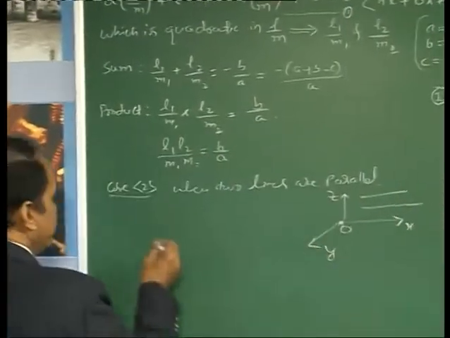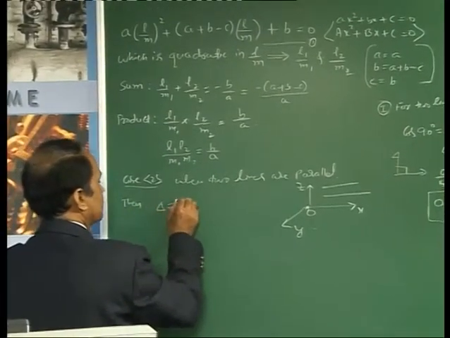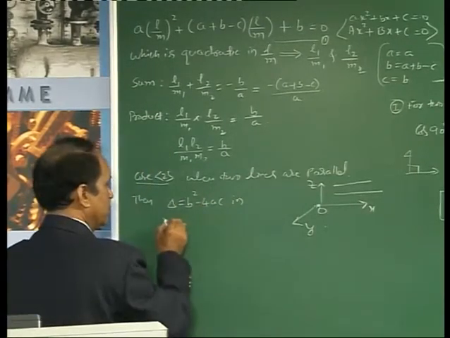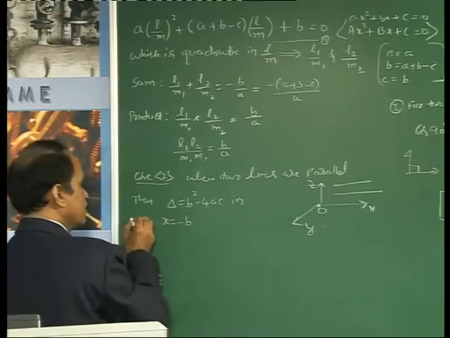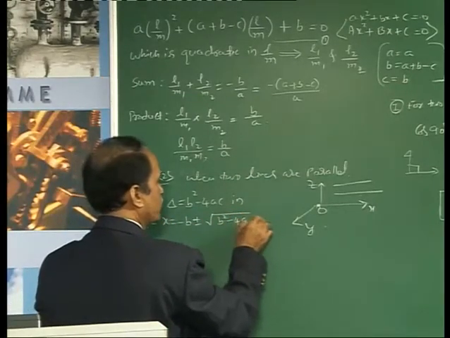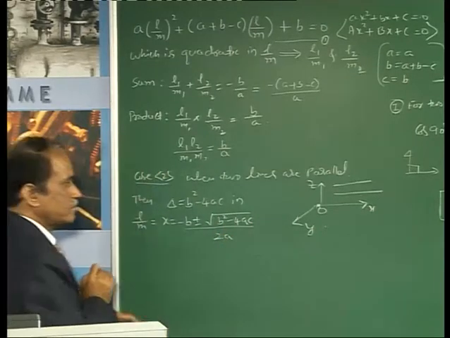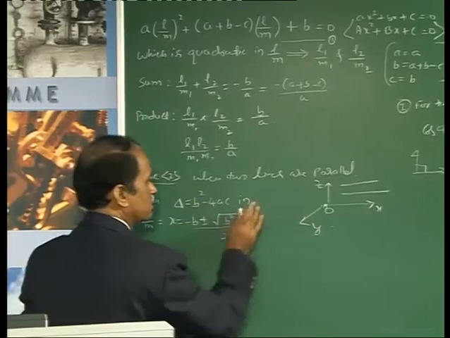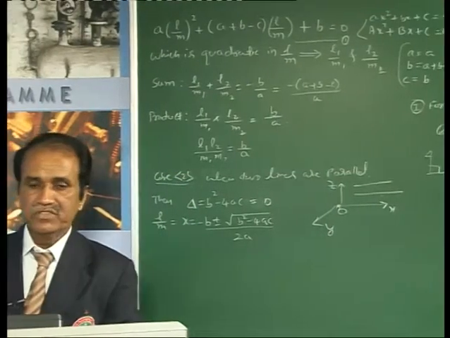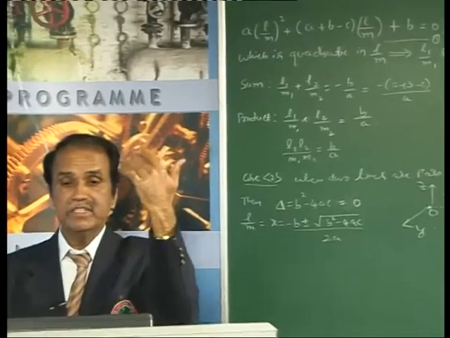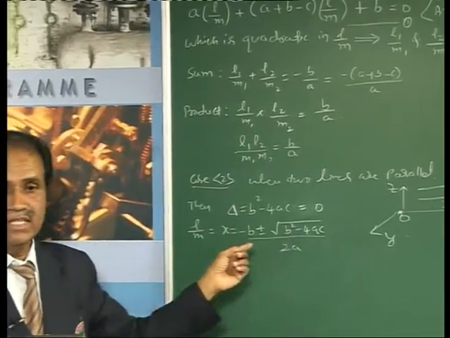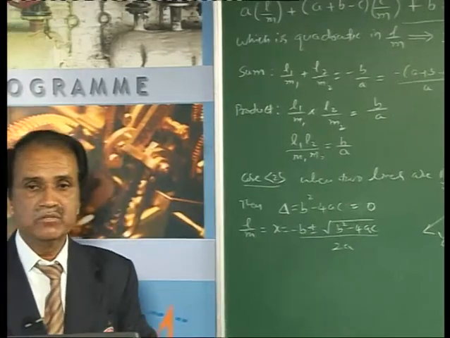When the two lines are parallel, then delta, that is b square minus 4ac, in x equal to minus b, in this case means L by M is equal to plus minus root of b square minus 4ac divided by 2a. But delta is equal to this one, in this step should be equal to 0. This is what from the theory of equations you have studied in the 11th and 12th class in the chapter, that is discriminant, if it is 0, then we will say that two lines are parallel, because obviously numerical values will be same then.